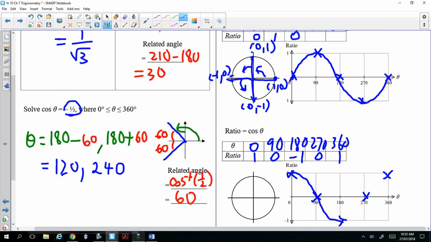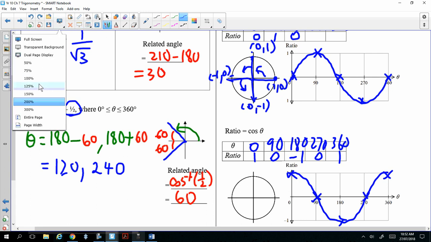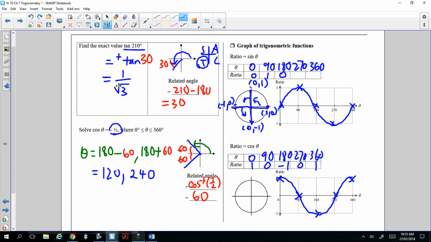A brief summary: how to find sides, how to find angles, how to solve equations, how to find exact value, how to solve bearing problems, how to solve angle of elevation and depression, and graphs. So all of this will be in your test, and all of this will be in year 11 and year 12. So if you learn this now, that will make year 11 and 12 easy. All right, so start the chapter review now. Thank you.